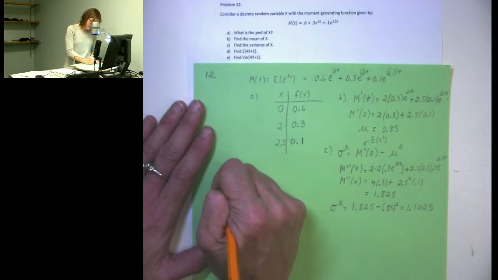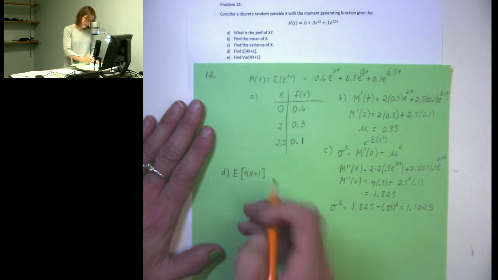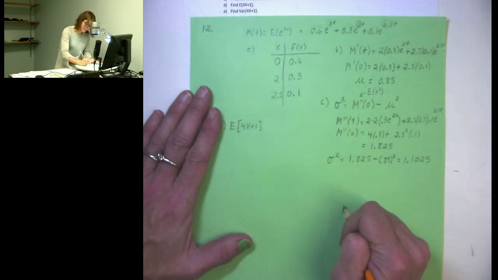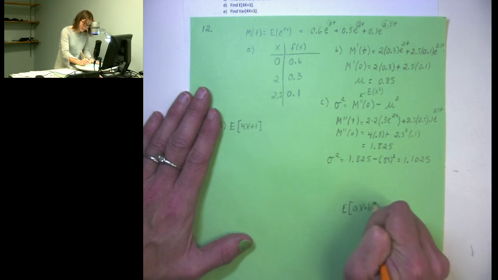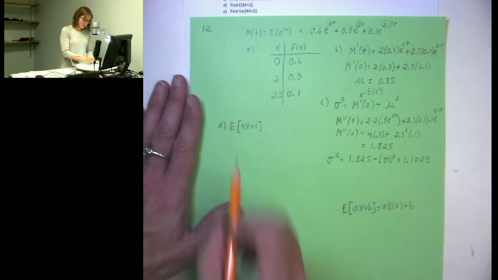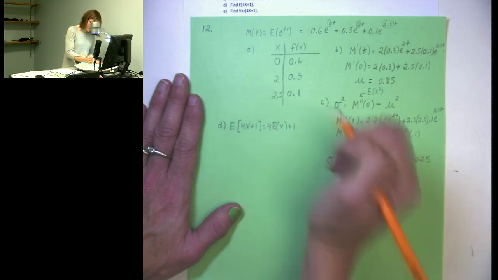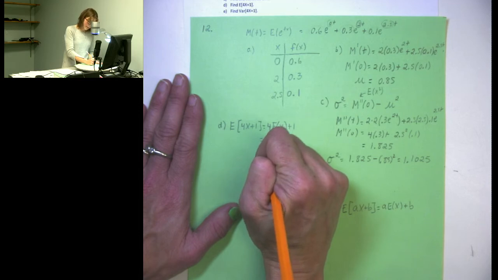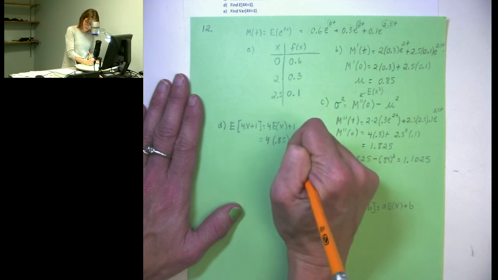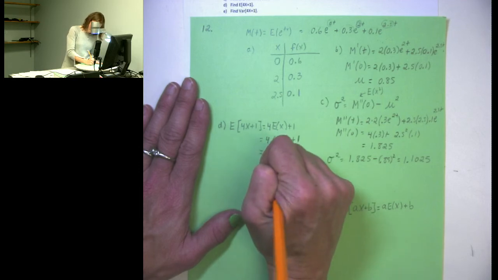Part D asks me to find the expected value of 4x plus 1. Now I can use the fact, just a little aside, that the expected value of ax plus b is equal to a times the expected value of x plus b. So in this case, this is equal to 4 times the expected value of x plus 1. The expected value of x is 0.85, so I'm taking 4 times 0.85 plus 1, which is going to give me an expected value of 4.4.